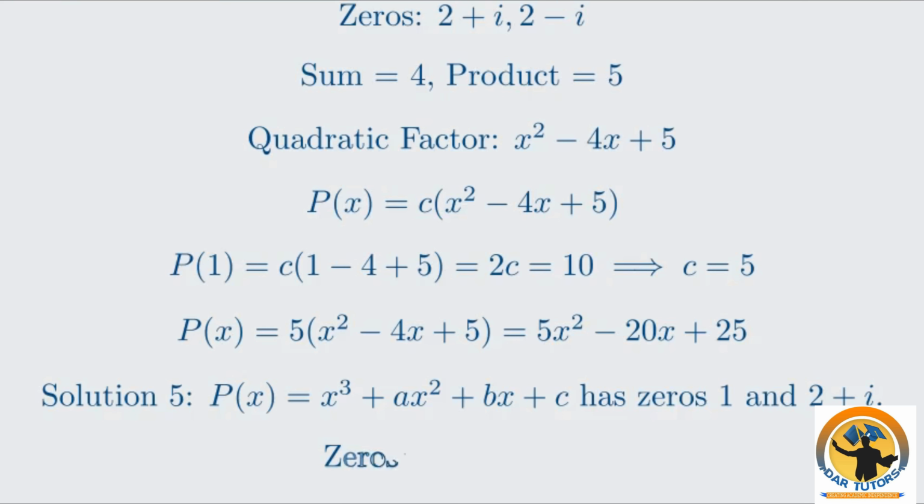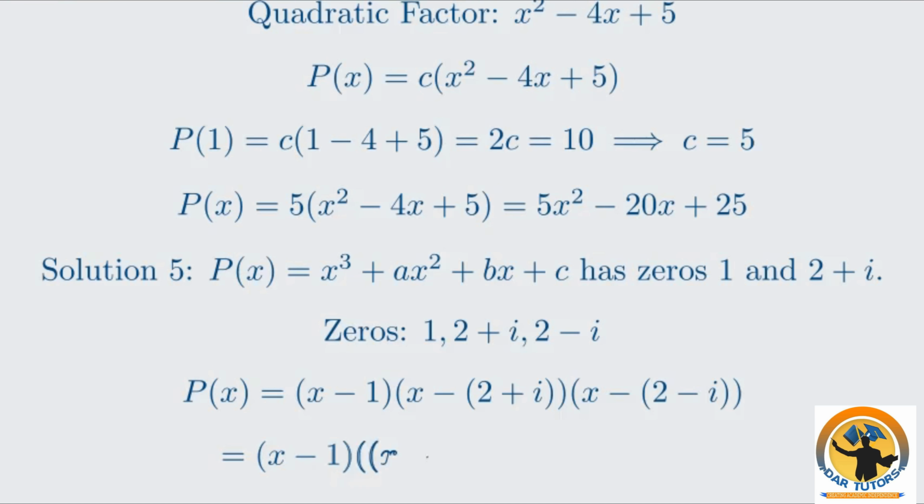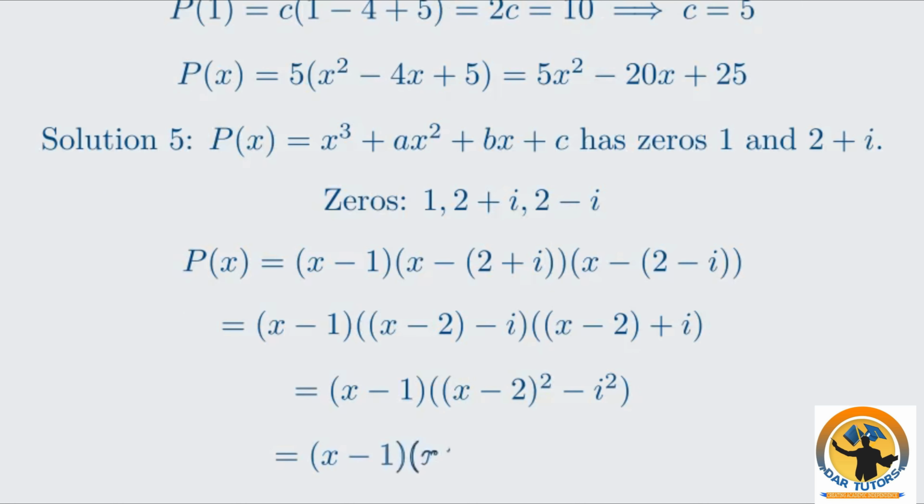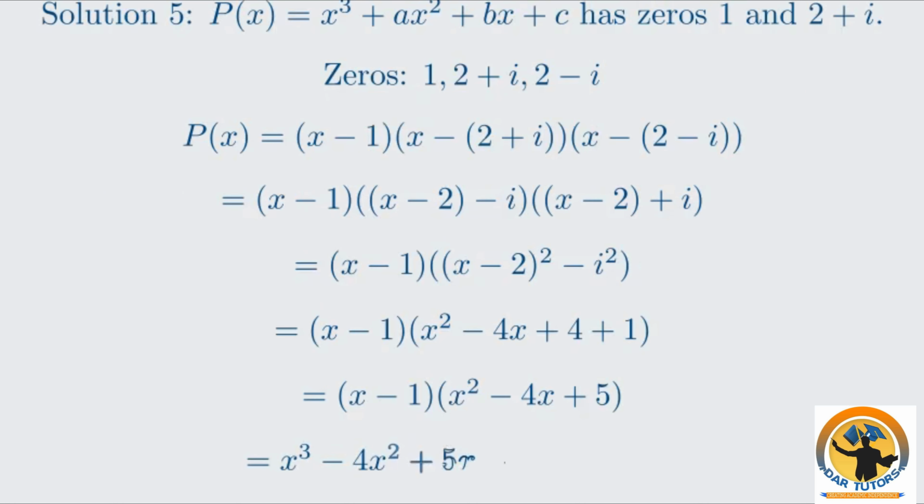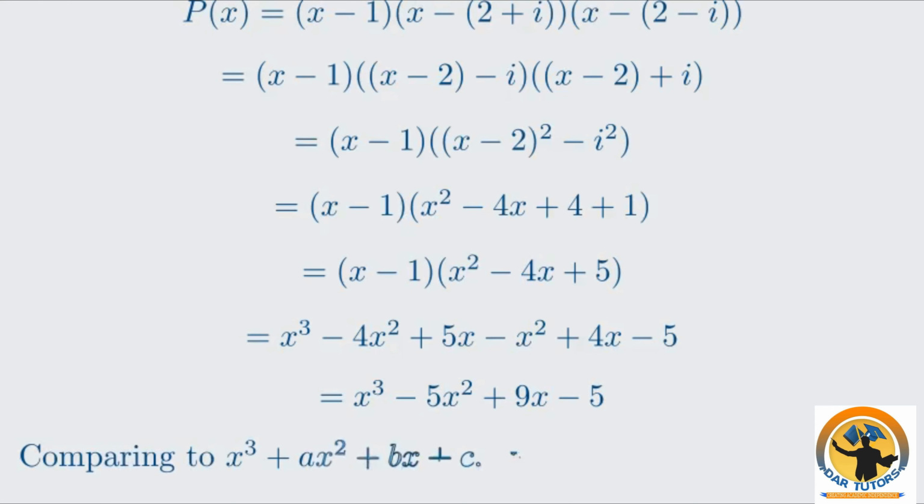For question 5, the zeros are 1, 2 plus i, and its conjugate 2 minus i. The polynomial is the product of the three linear factors. Expanding this gives x cubed minus 5x squared plus 9x minus 5. Comparing coefficients, we find a equals negative 5, b equals 9, and c equals negative 5.